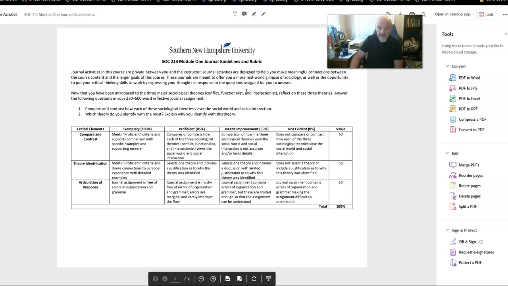So, this is the rubric for the assignment that we just completed for week one. Compare and contrast how these three sociological theories view the world and social interaction. Basically, how you identify with each of these theories.